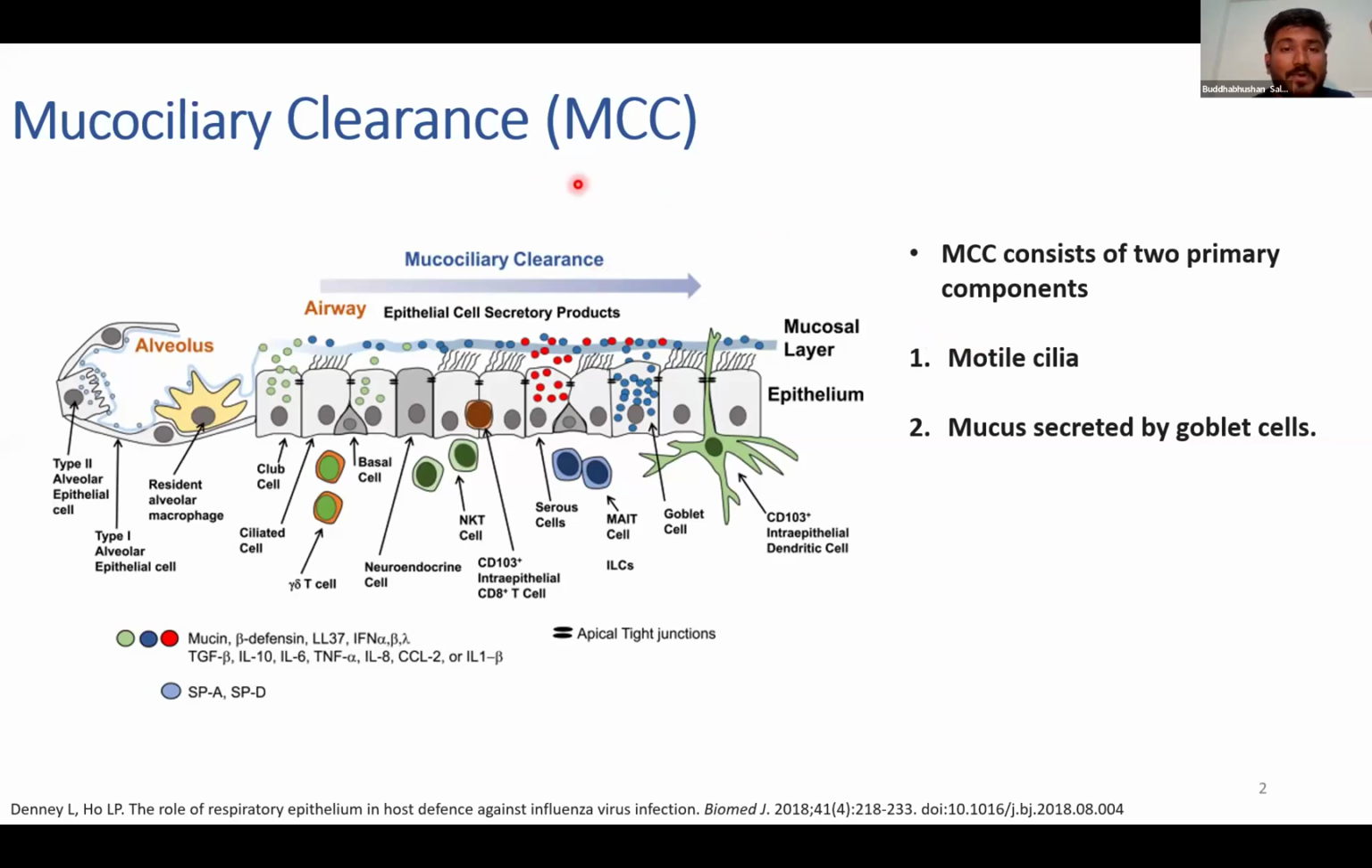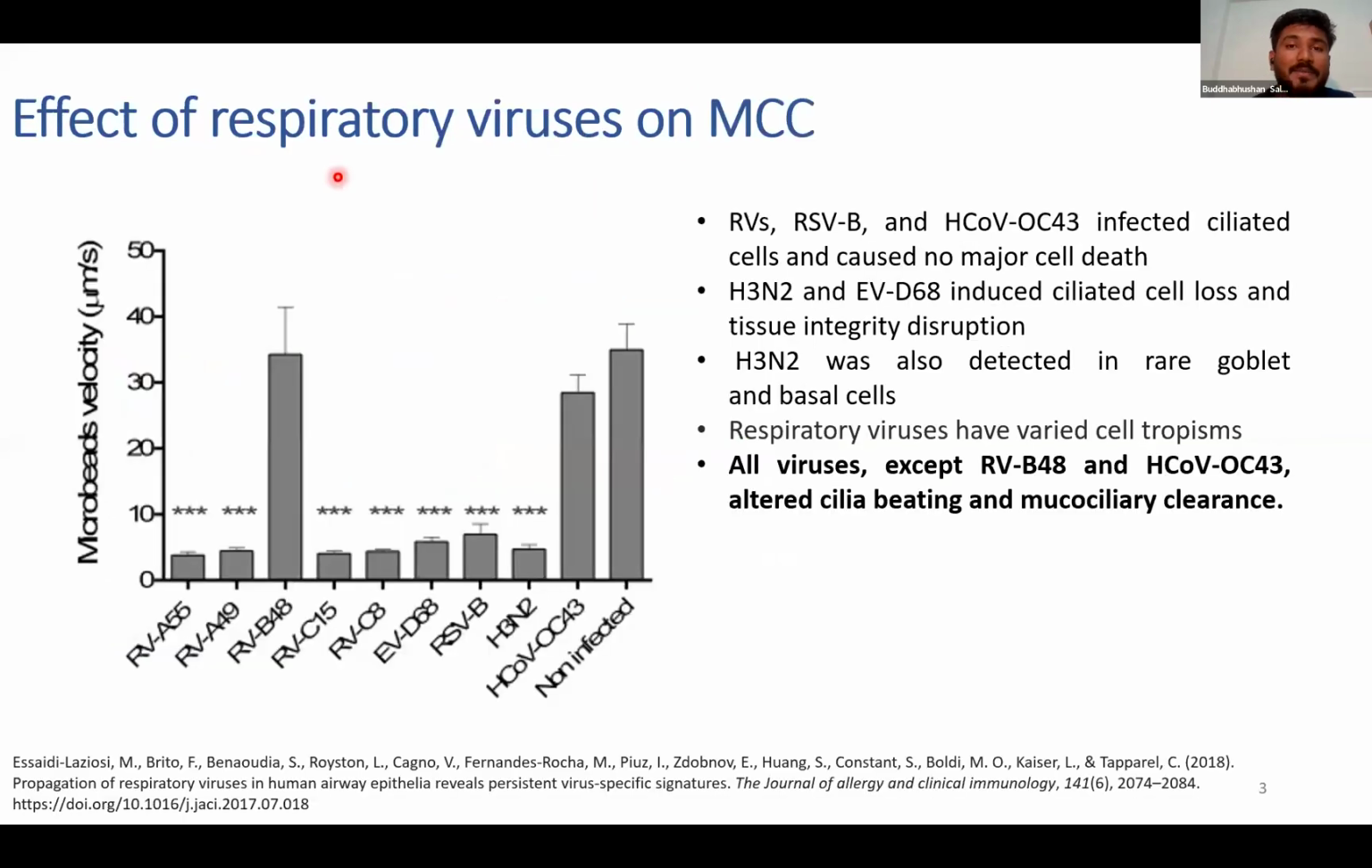As the host has this defense mechanism, on the opposite side there is a continuous arms race going on with these viruses. So viruses also target this mucociliary clearance. Here you will see that most of the respiratory viruses are targeting this mucociliary clearance, and they decrease the velocity of this ciliary beating. Except for a few viruses, almost all the respiratory viruses target this mucociliary clearance.